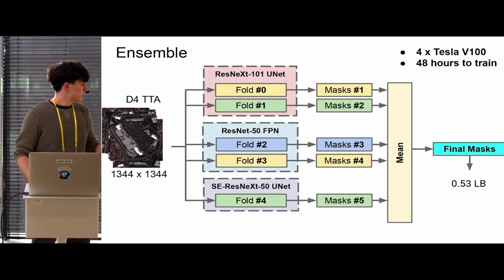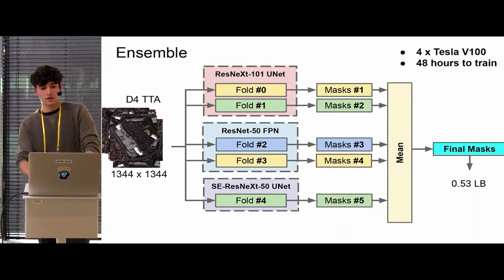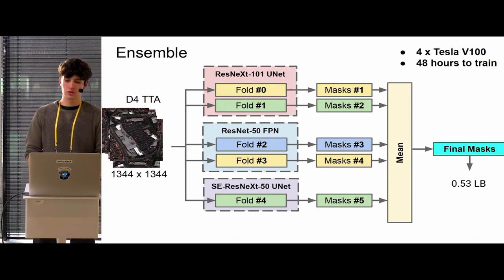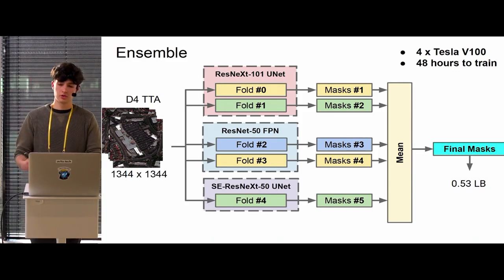So my final ensemble looked like that. I was using 3 different architectures on 5 folds. The ensemble is not so big because this is a Docker competition, so you have to provide a Dockerized solution so that organizers could train them and reproduce your results. And it was required for the ensemble to be able to be trained in 48 hours on 4 Teslas.